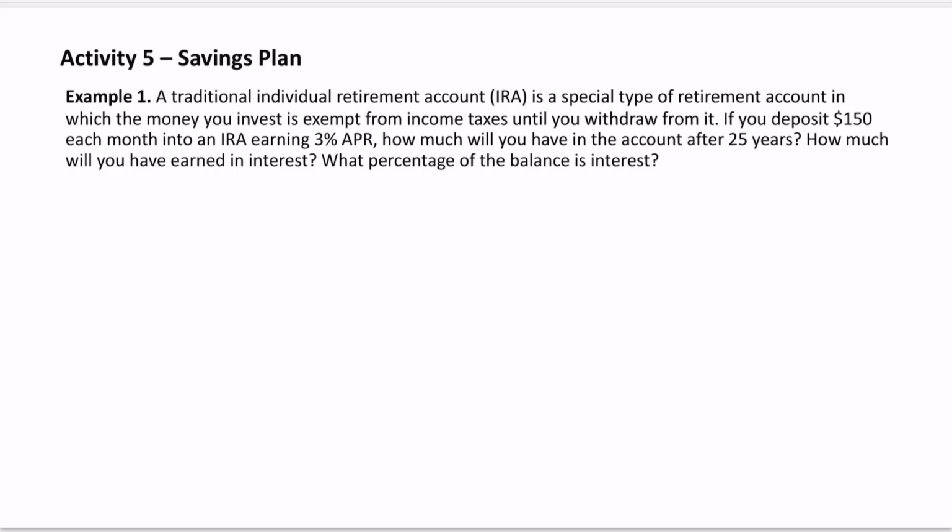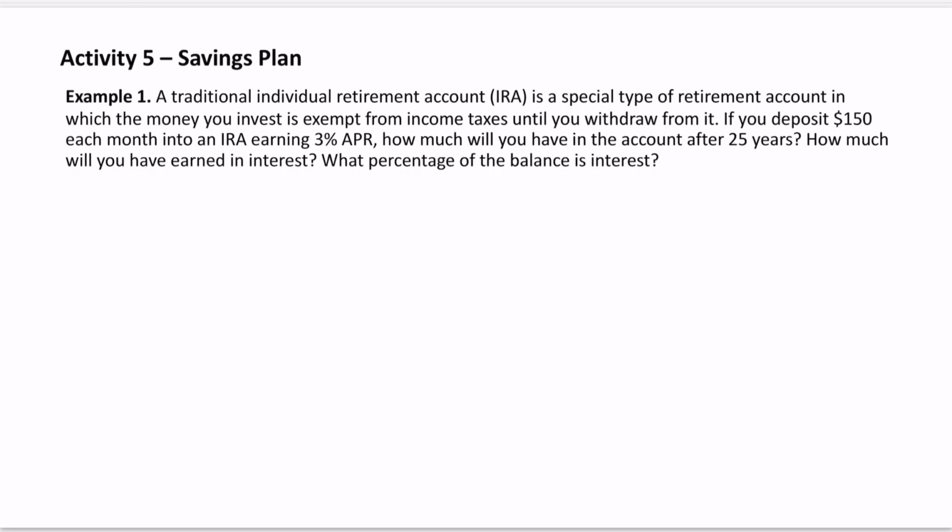In this video, we are going to look at how to apply these spreadsheet formulas to savings plans. In this first problem, we're looking at saving for a retirement plan. A traditional individual retirement account, IRA, is a special type of retirement account in which the money you invest is exempt from income taxes until you withdraw from it.